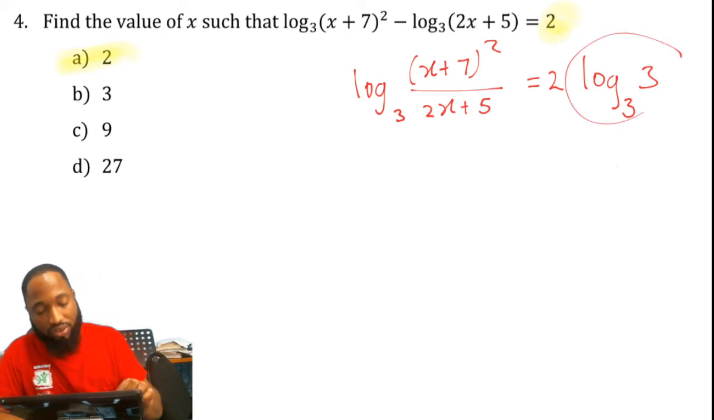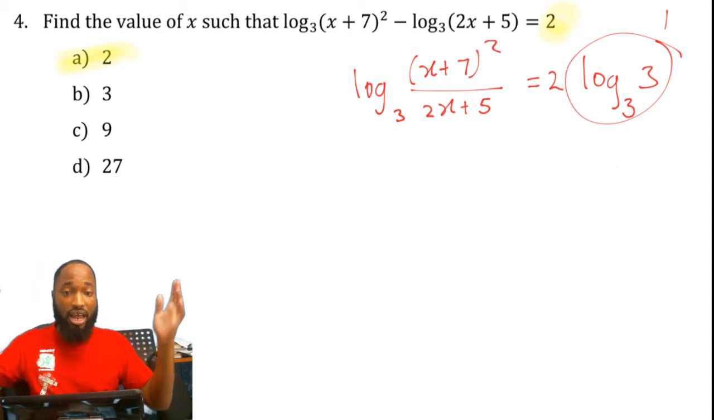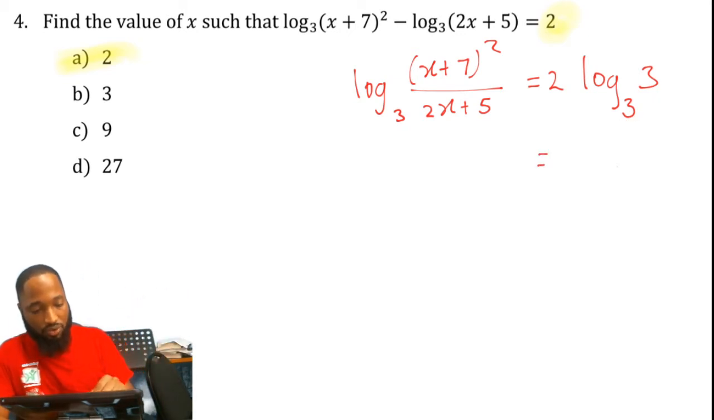This is 1, so I could put this in here. This is 1. This is like saying 2 by 1. So I didn't change anything. I didn't mess up anything. That's the trick with this. And then, don't forget to take this 2.